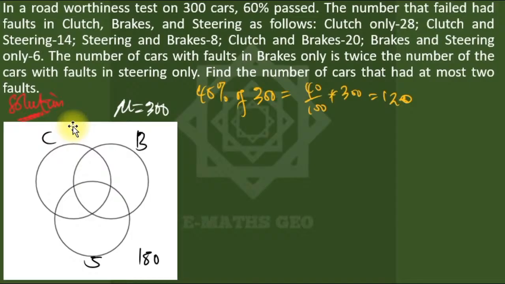So now let's add up this. Let's add things. So from here, remember, we need to be careful. We need to fill up. Is there anyone with all the faults? No, they don't have all the faults. But okay, let's fill up the ones with only. So clutch only is 28. So we have 28 here.